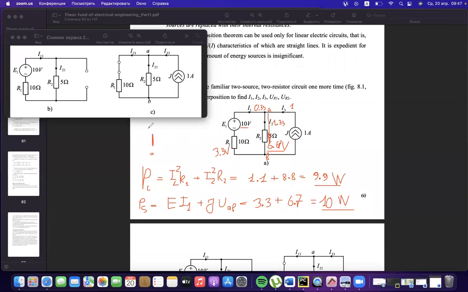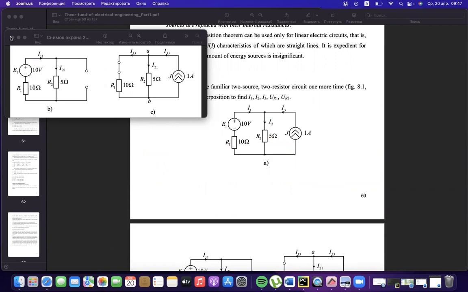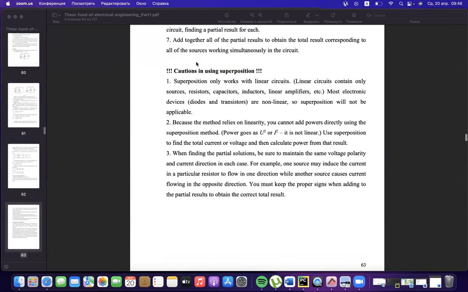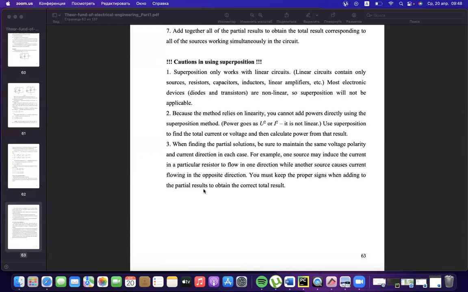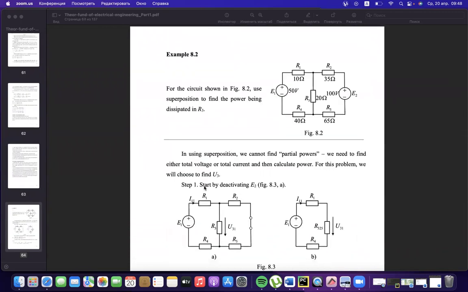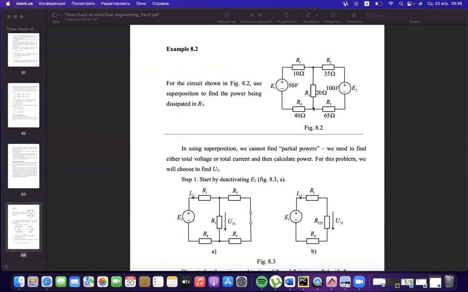But the main restriction is that we should calculate power balance in the total circle, but we cannot find some powers just adding powers from partial circles, only adding currents and voltages. It is a single restriction. Textual summary that we discussed by words, you could look it through by yourself.